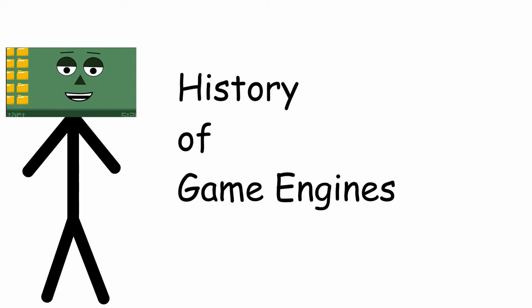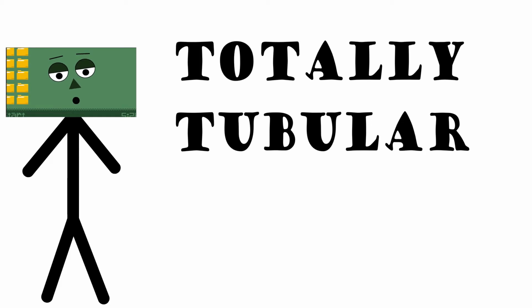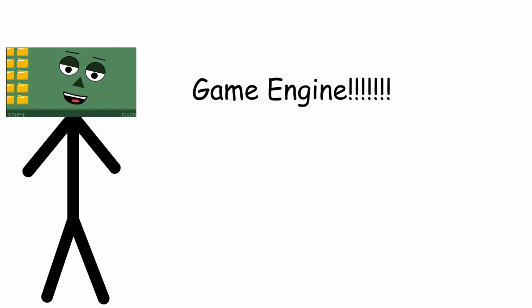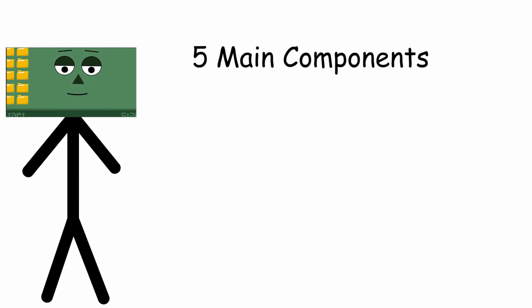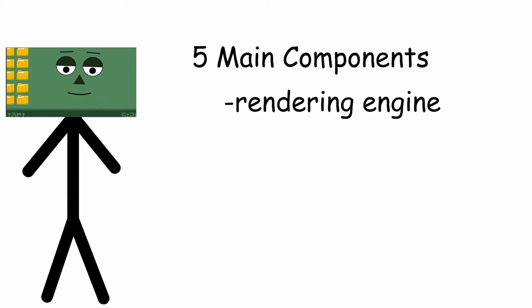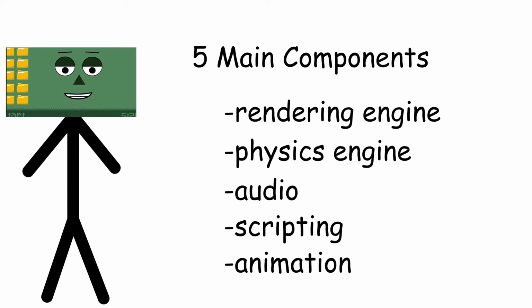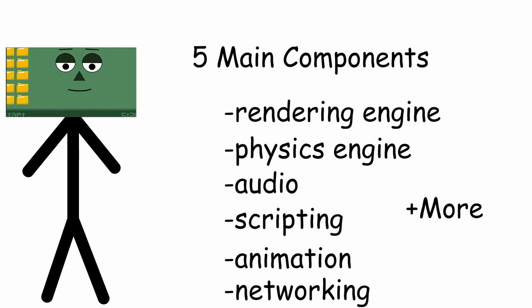Yeah, let's get into the video. In the days when retro games were totally tubular, it was only a game developer's fantasy to use an all-powerful game engine. Let's take a look at what exactly makes a game engine. Modern game engines have 5 components: a rendering engine, a physics engine, audio, scripting, animation, and network capabilities. However, most game engines these days have many more features and third-party plugins to increase performance.